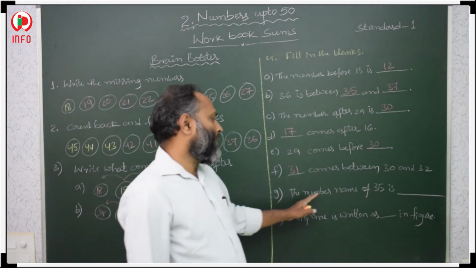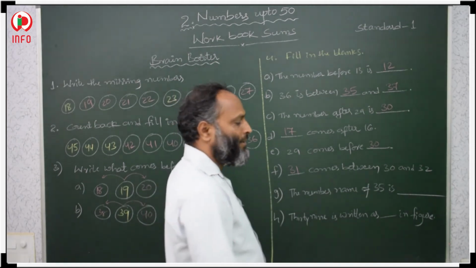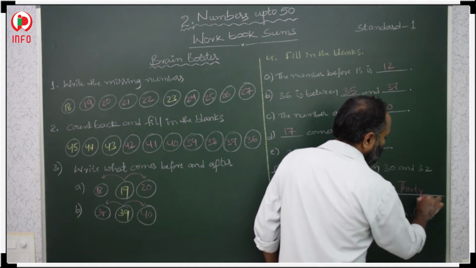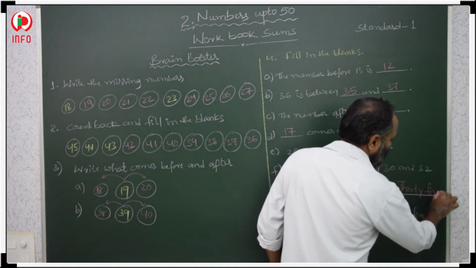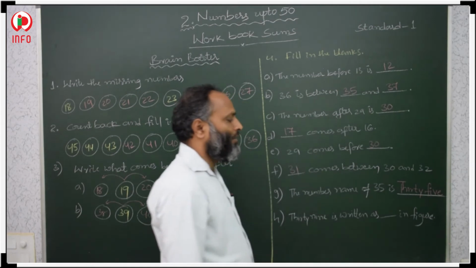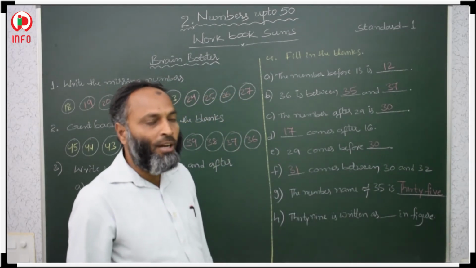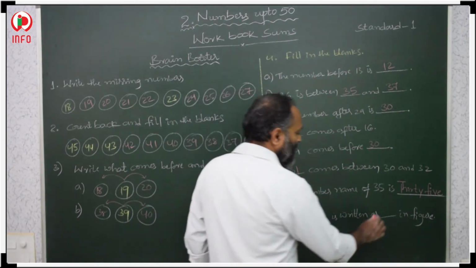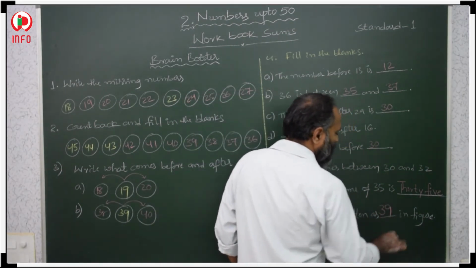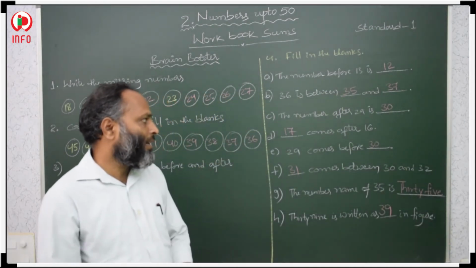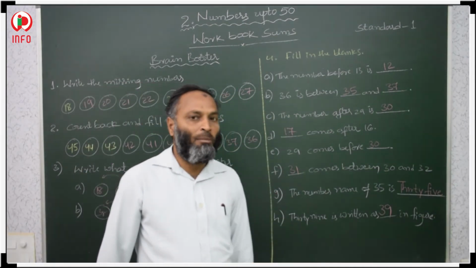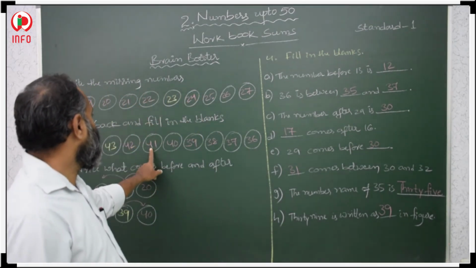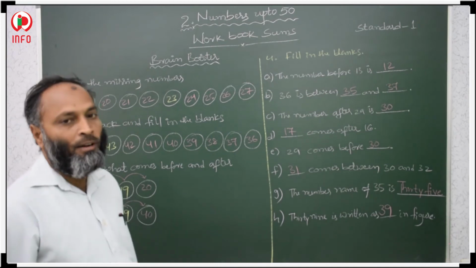Then the number name of 35. Thirty-five, 35 in words, we have to write. Then 39 is written as 39 in figures. In this way we have to fill the blanks. First, missing numbers and back counting, then after and before numbers.